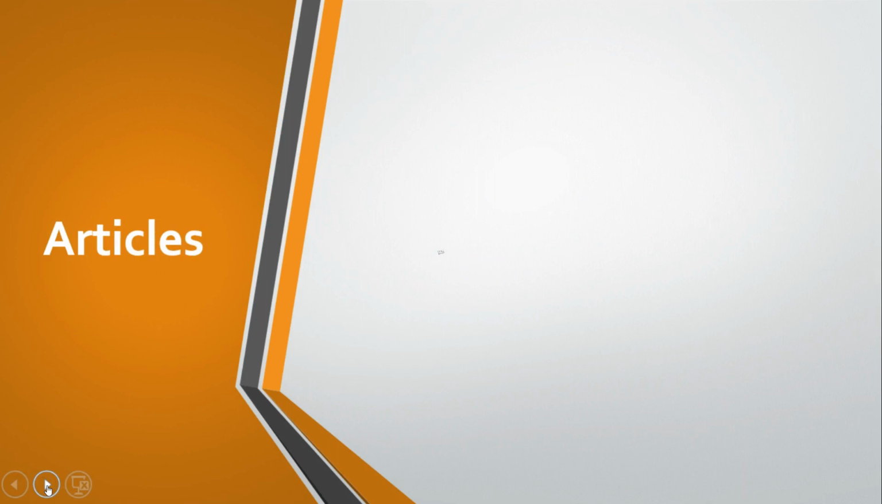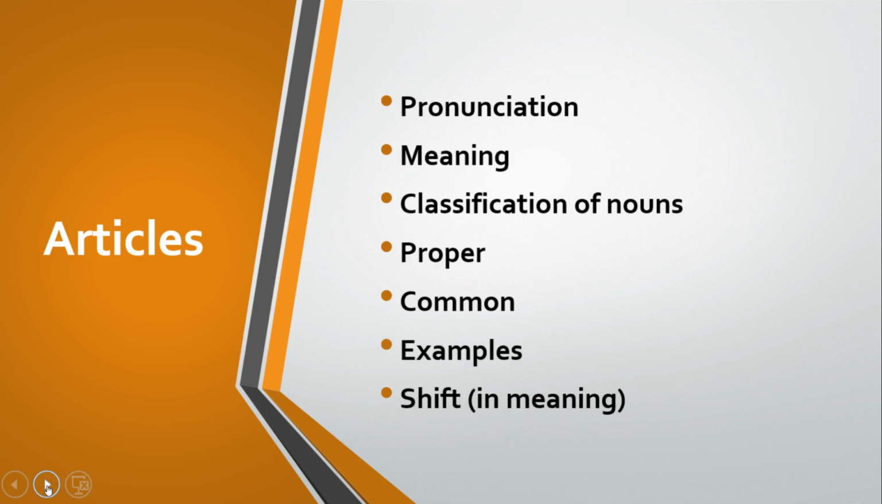Let's just quickly go over our articles and everything we've covered. So we talked about pronunciation and how they differ depending whether they go in front of the vowel or a consonant. Meaning, the stands for definiteness, uniqueness, and a or an non-specific nouns. Then we classified nouns into proper and common, and then we divided common furthermore into the count and non-count. We gave some examples and we showed how you can get a shift in meaning from non-count to a count.